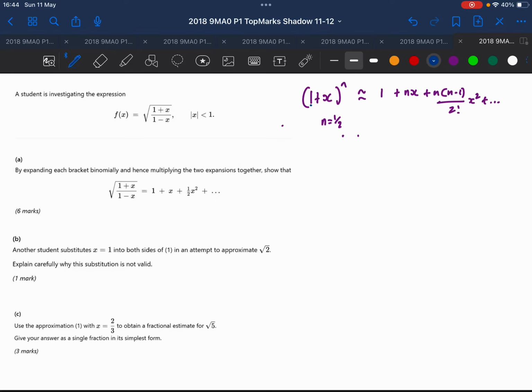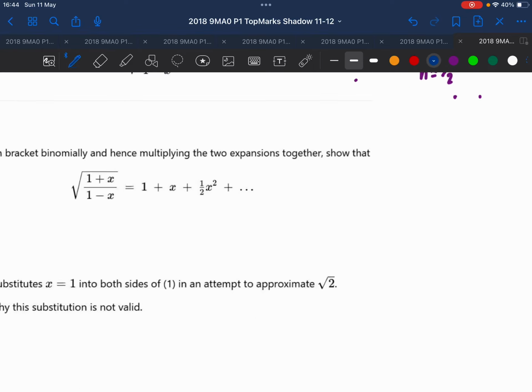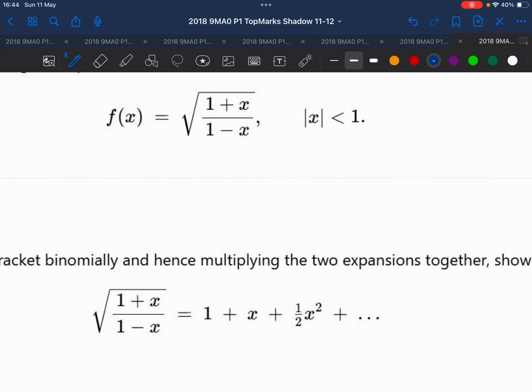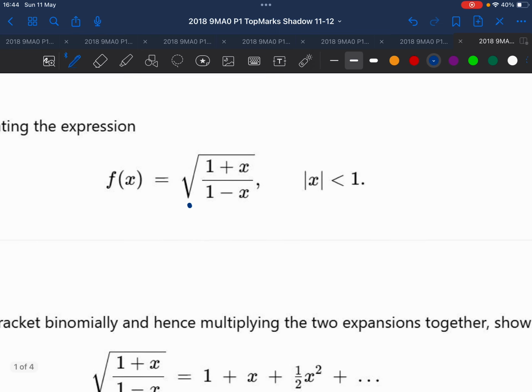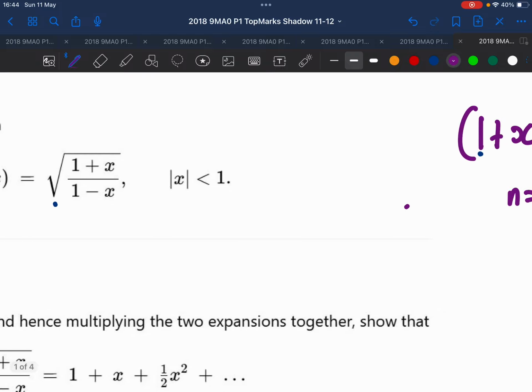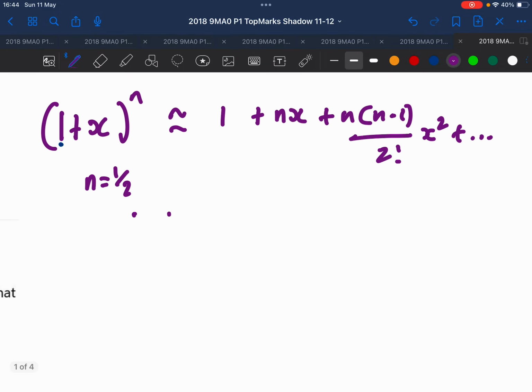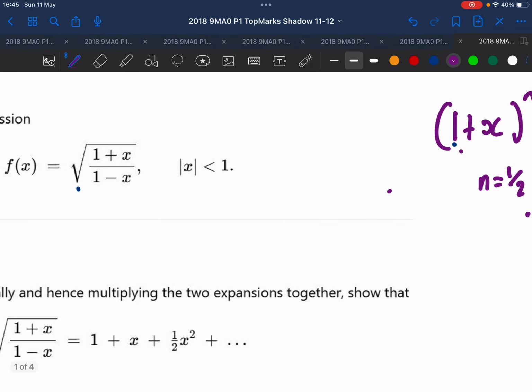Question number 11 from a mock paper. A student is investigating this expression, and we need to expand each bracket binomially and multiply them to show this result. Okay, so the first thing we want to do is spot that there's a fraction involved, which means we're going to be looking for this version of the binomial expansion. Because the one that has a 1 in it can handle these negatives and fractions and so on.